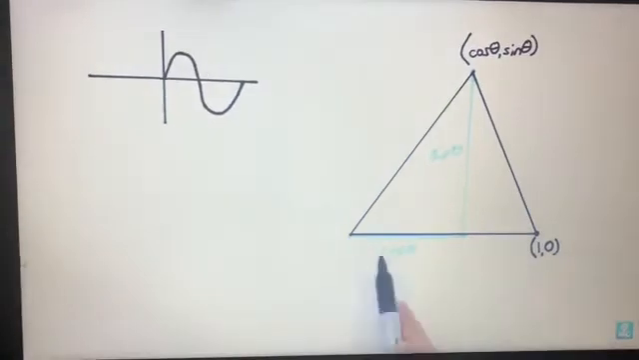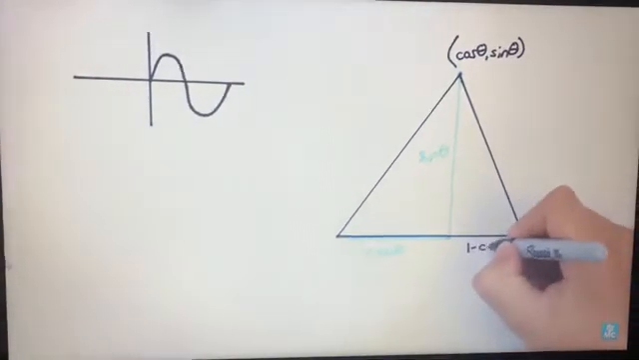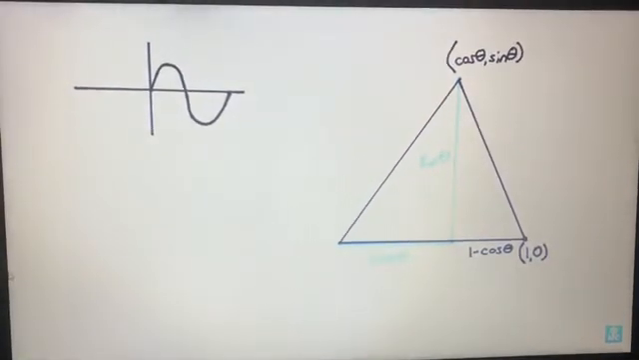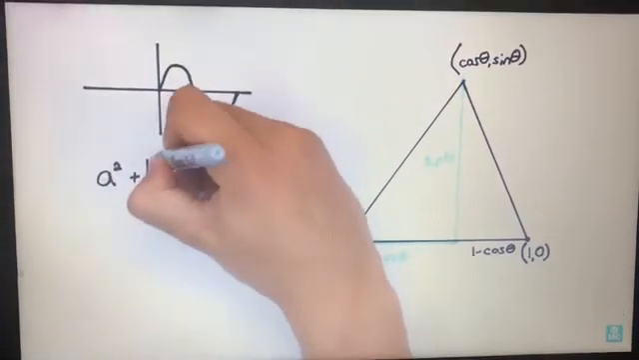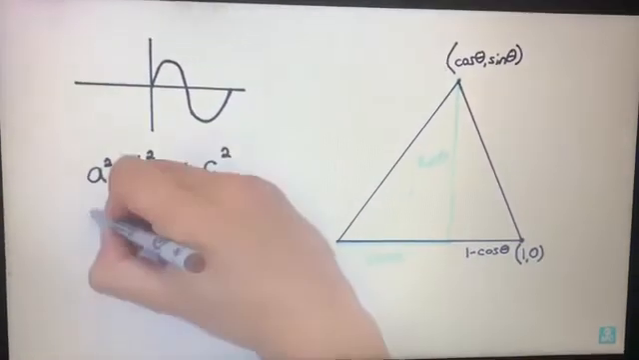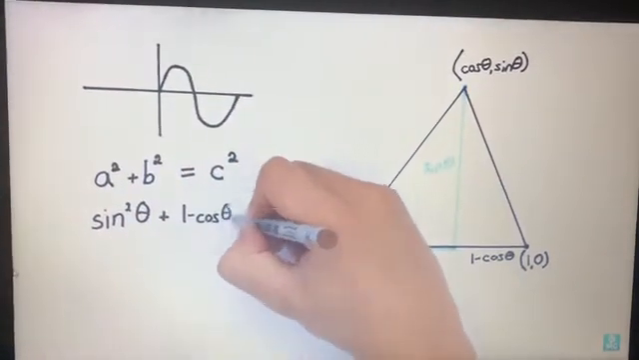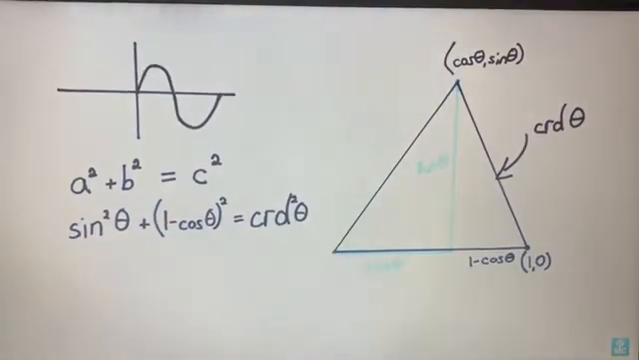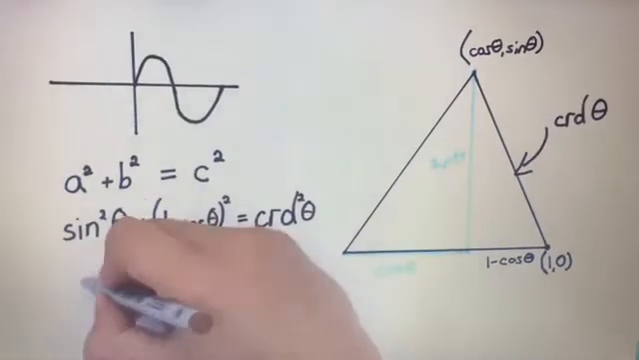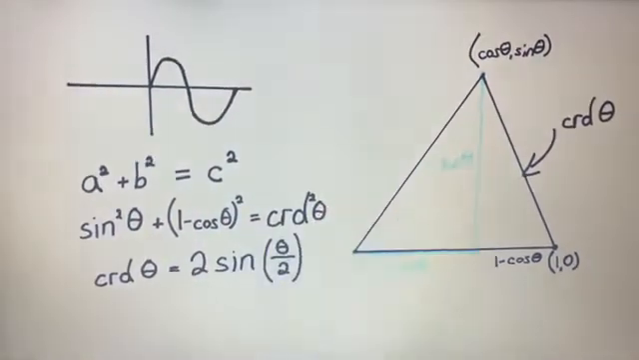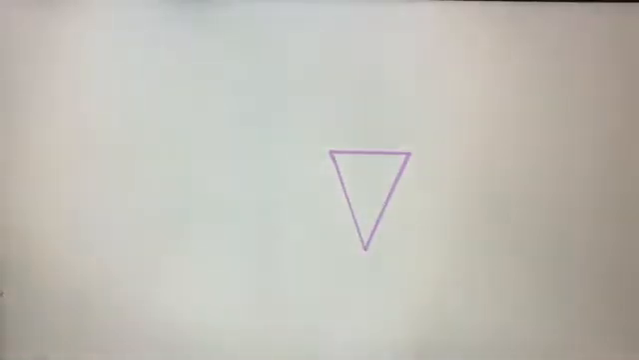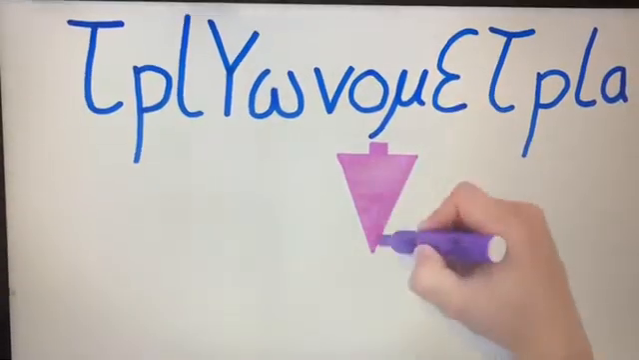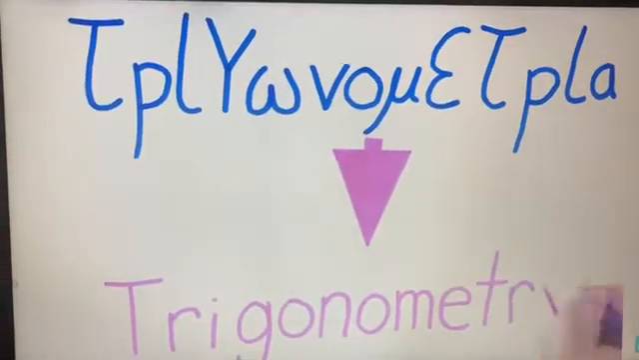Since this side has length 1, and this is cos theta, this portion must be 1 minus cos theta. Now to solve for the chord, we use Pythagoras' theorem, a squared plus b squared equals c squared. So we get that sine squared theta plus (1 minus cos theta) all squared is equal to chord squared theta. Now using simple algebra, we can solve to get that chord theta is equal to 2 sine of theta over 2. Essentially, what they were doing was just measuring the lengths of triangles, which in Greek is trigonometria. And this is where trigonometry came from.